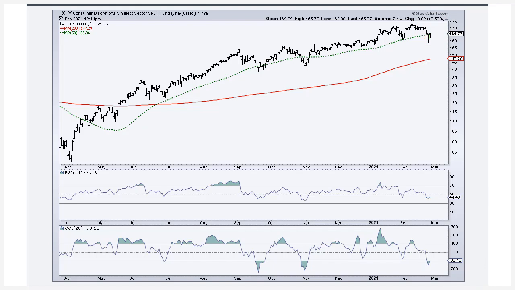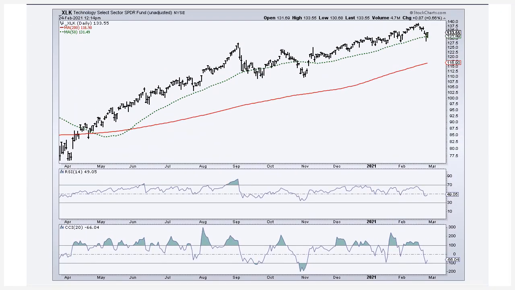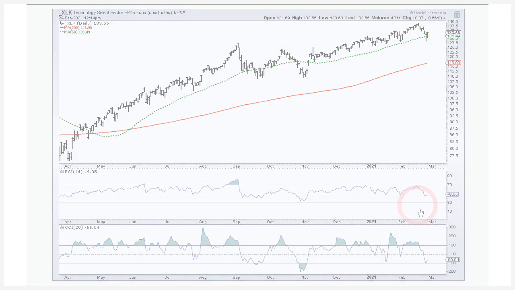And then if we look at XLK, we can see a similar pattern emerging. We've got the RSI below 50 in that oversold zone. We got CCI just going below minus 100. We didn't close below the 50-day though. So we're firming at the 50-day and could be ripe for a bounce to new highs.